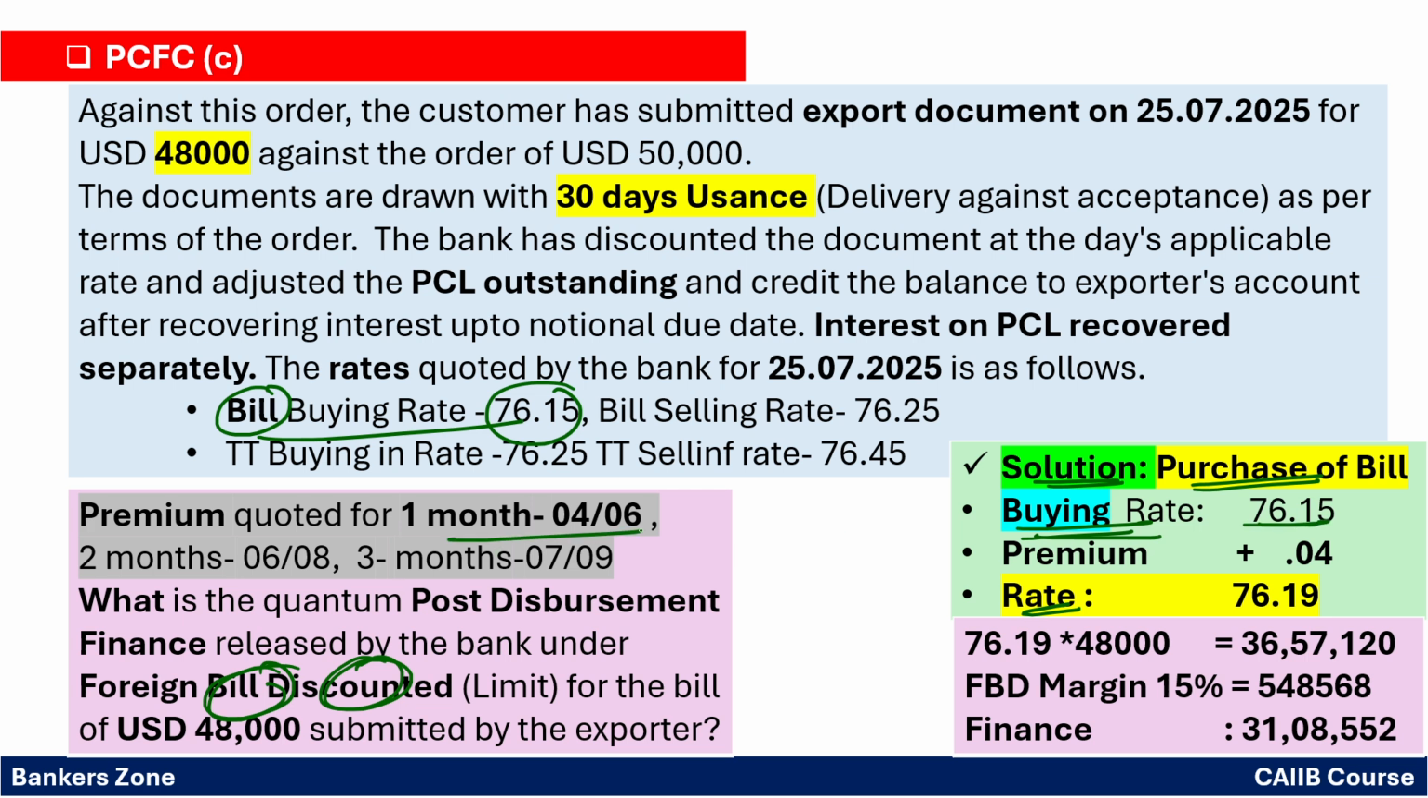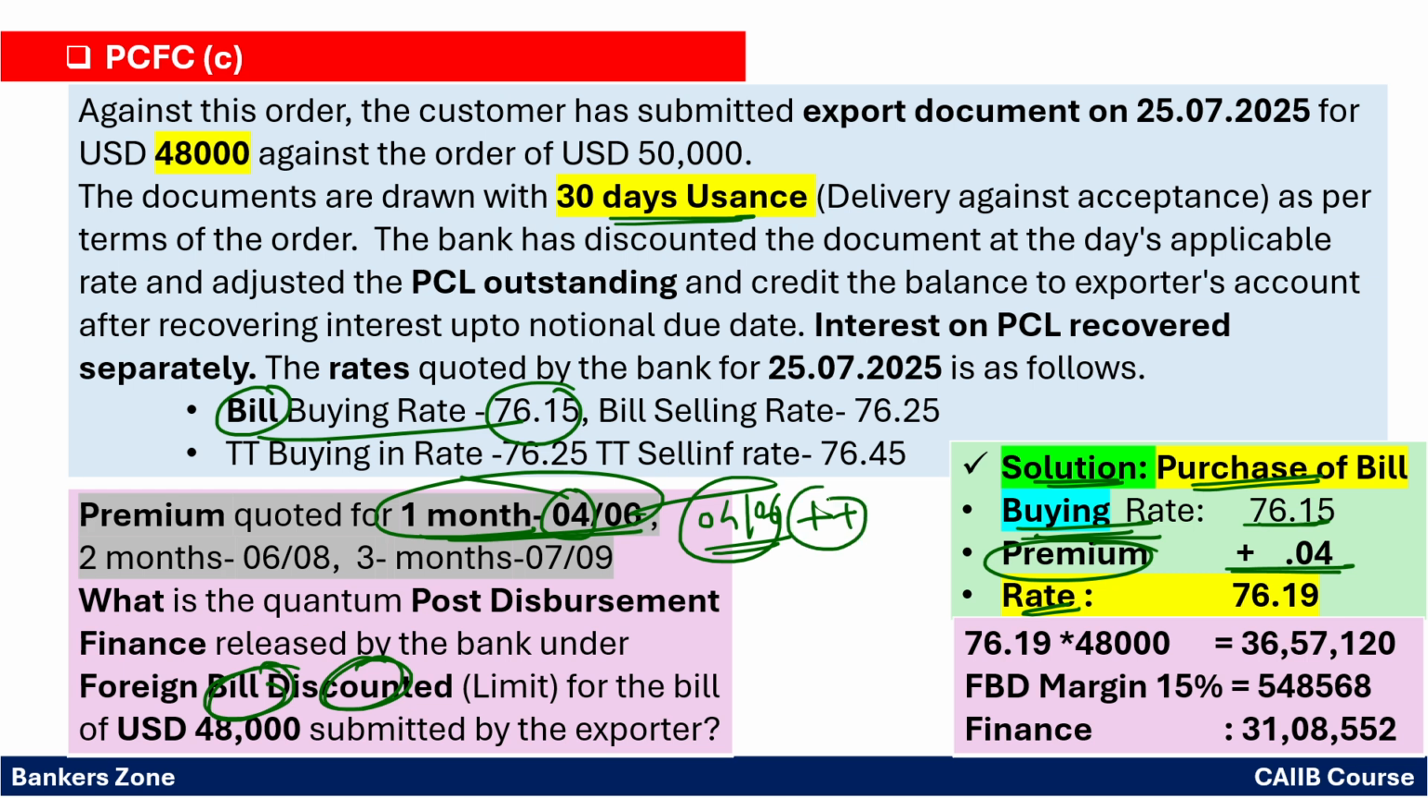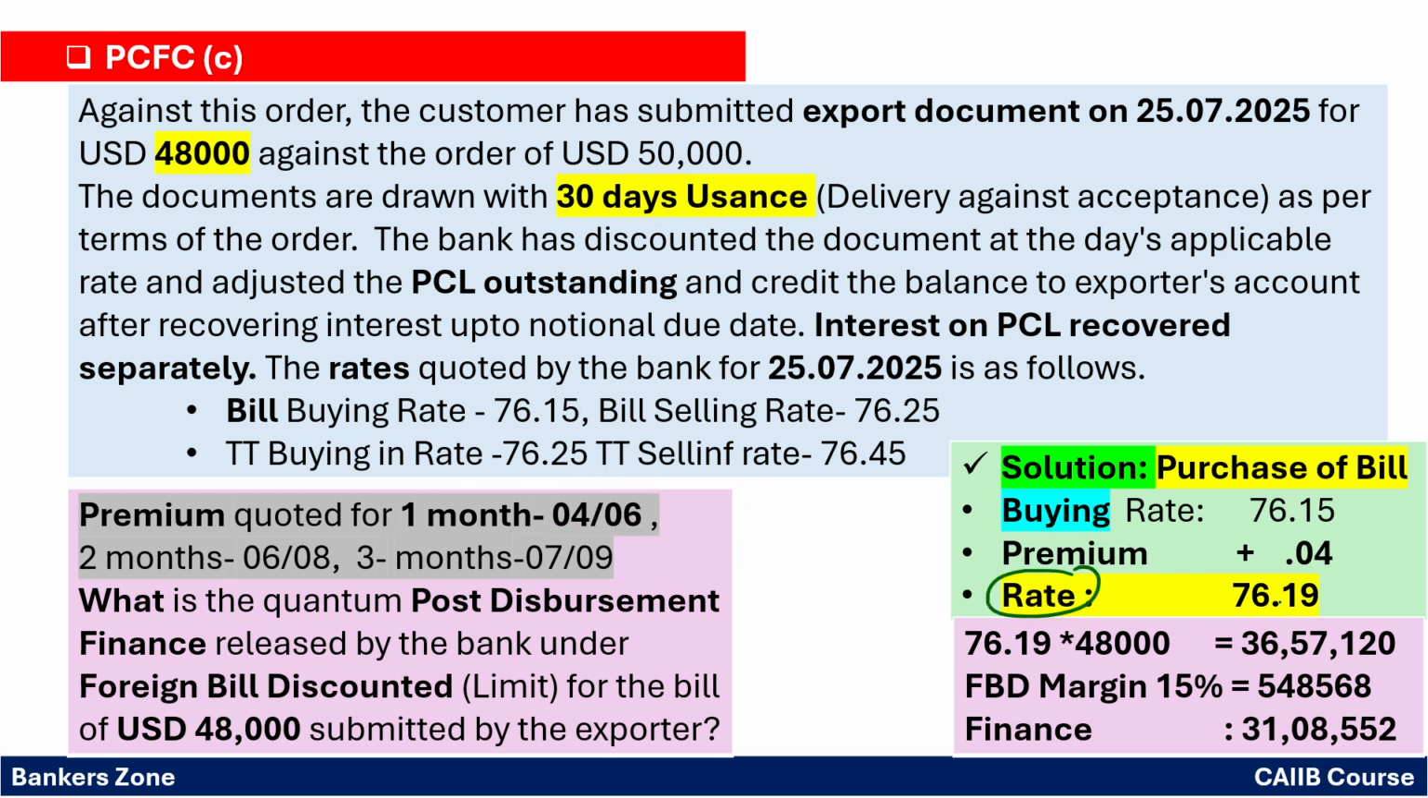The premium for 1 month, because 30 days usance is mentioned, and 30 days means 1 month. So the 1 month premium is 0.04 for buying, and 0.06 for selling. That's why we have taken the 0.04. Premium is always added, discount is always subtracted. When the currency is increasing from 0.04 to 0.06, that means the currency is at a premium. Now what will be the final rate? 76.19, just as we have calculated.